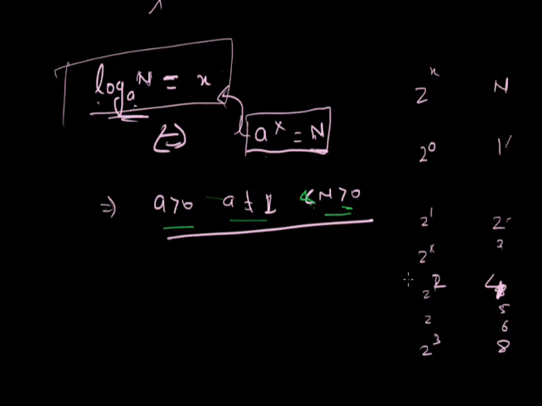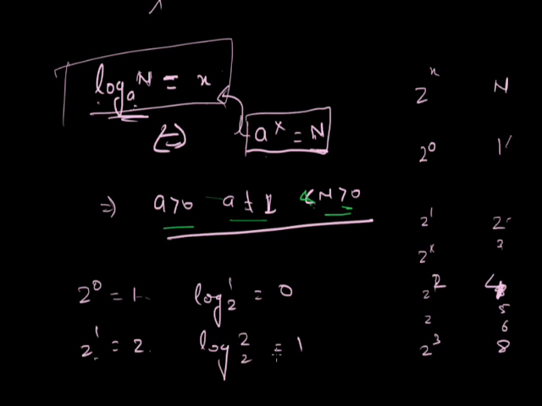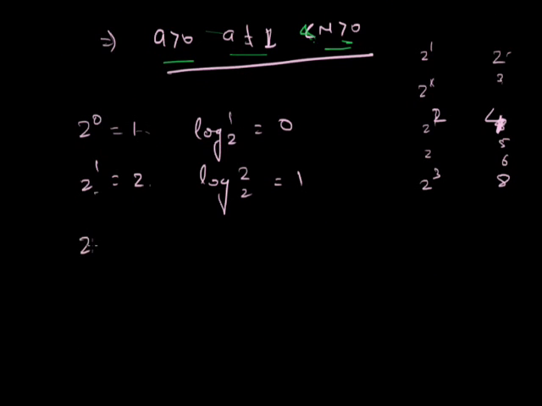Now, writing this in logarithm form: 2 raised to power 0 is 1, it means log 1 to the base 2 is 0. 2 raised to power 1 is 2, so log 2 to the base 2 is 1. 2 raised to power 3 is 8, I can say log 8 to the base 2 is 3.